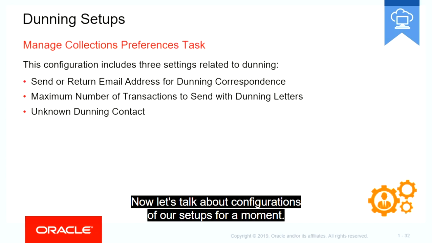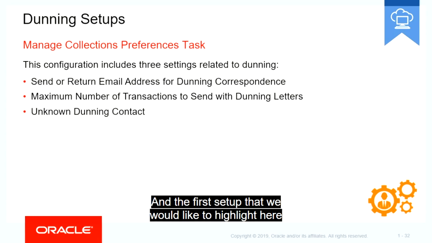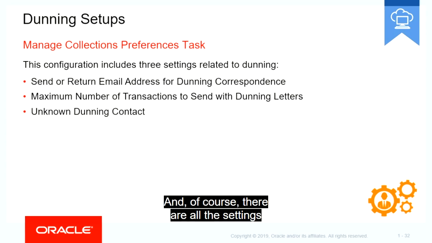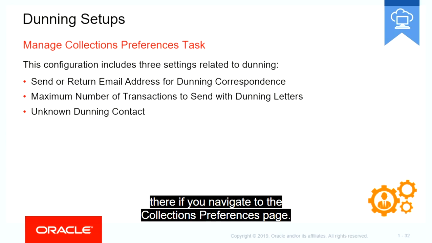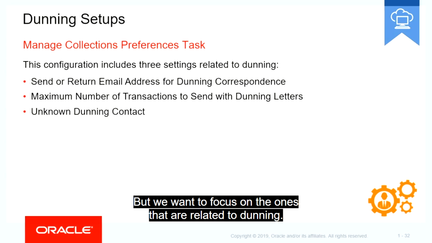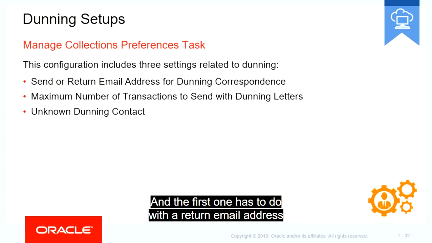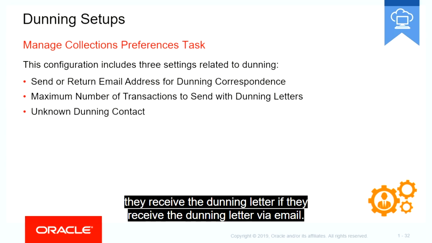Now let's talk about configurations, about setups for a moment. The first setup that we would like to highlight here is the collections preferences. Of course, there are other settings there if you navigate to the collections preferences page, but we want to focus on the ones that are related to Dunning. And we see 3 of them here. The first one has to do with a return email address so that customers can respond back to you when they receive the Dunning letter, if they receive the Dunning letter via email.